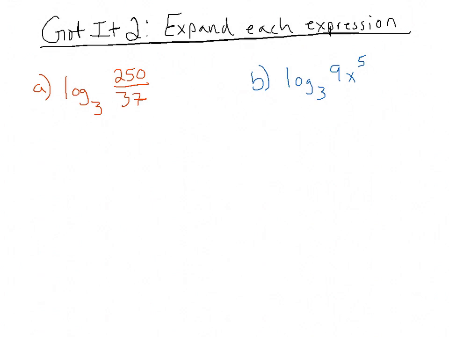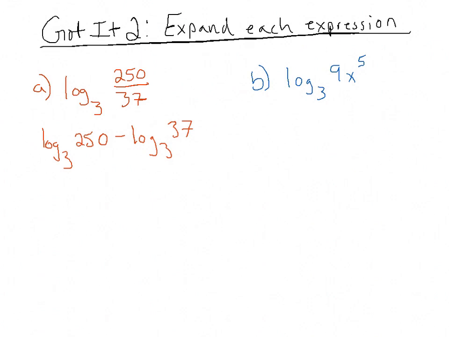Okay, so again, we have log base 3 of 250 divided by 37. Well, we know division is the quotient. So this is going to be the quotient property again. So we have log base 3, again we're not changing the base, of the top, the numerator, 250, minus the denominator. So log base 3 of 37. And that's it. That's all we had to do.